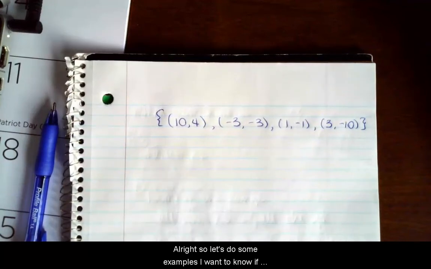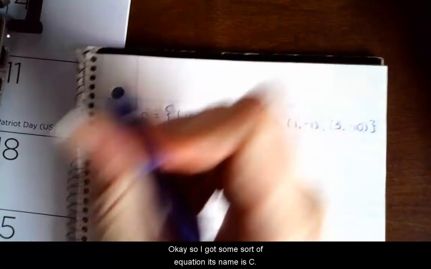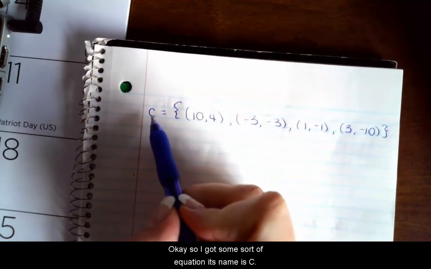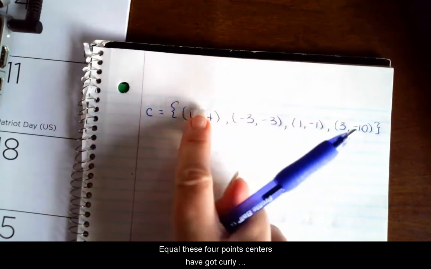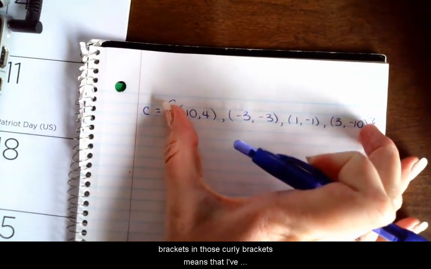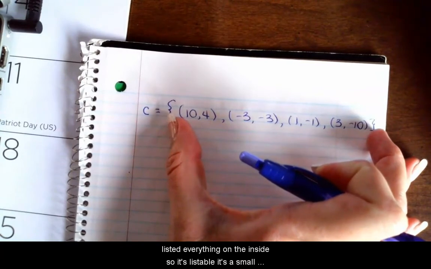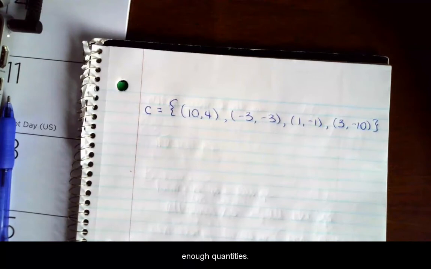All right, so let's do some examples. I want to know if this relation is a function. So first of all, what on God's green earth is happening here? Okay, so I've got some sort of equation. Its name is C, and C equals these 4 points. So notice I've got curly brackets, and those curly brackets mean that I've listed everything on the inside. So it's listable. It's a small enough quantity that I can list it.